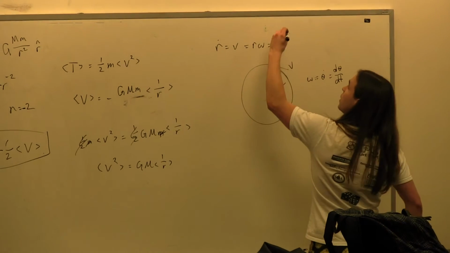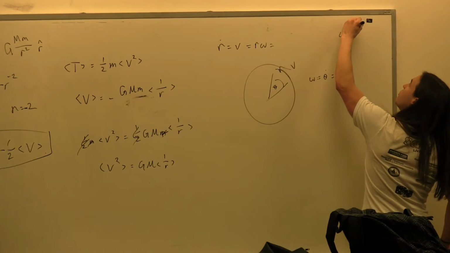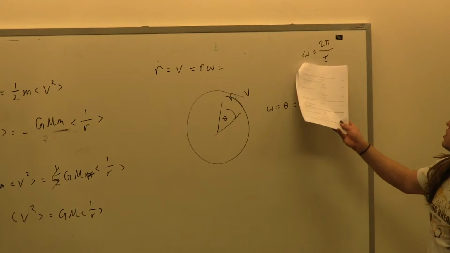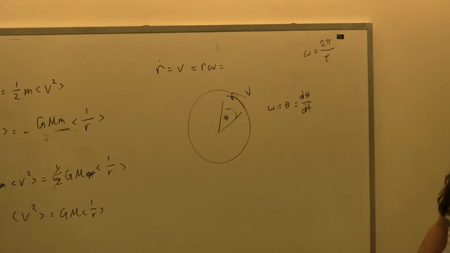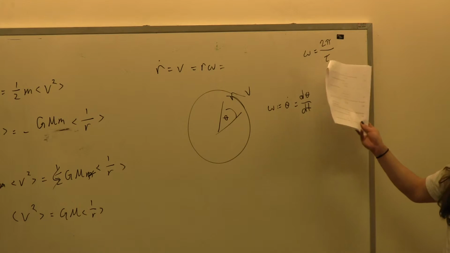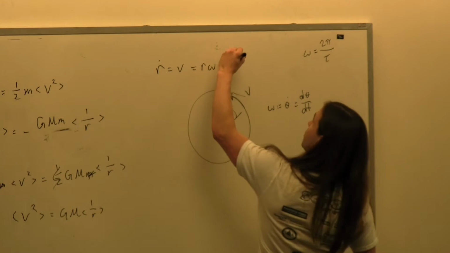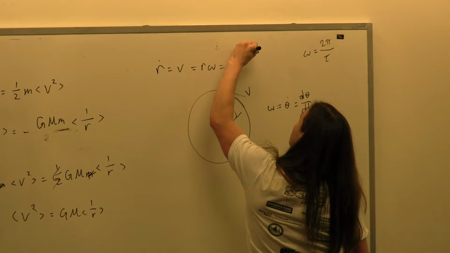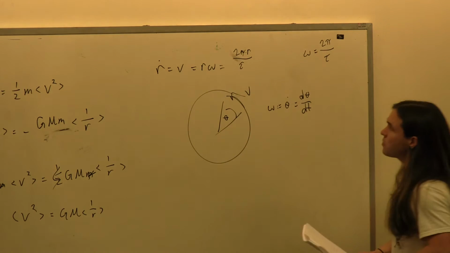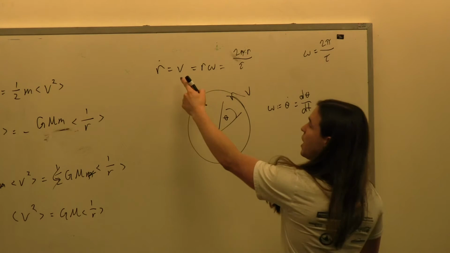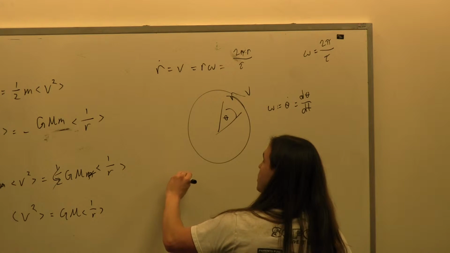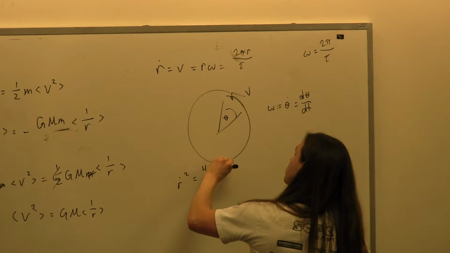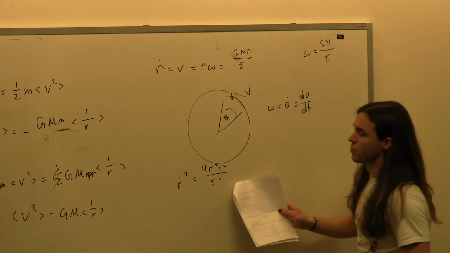And you may know that omega is 2 pi over the period. That's just a definition: the angular velocity is inversely proportional to the period with a factor of 2 pi for the phase. So now we've got 2 pi r over tau. Good stuff. Then moving down here, r dot squared is equal to 4 pi squared r squared over tau squared. Just renaming all those things.